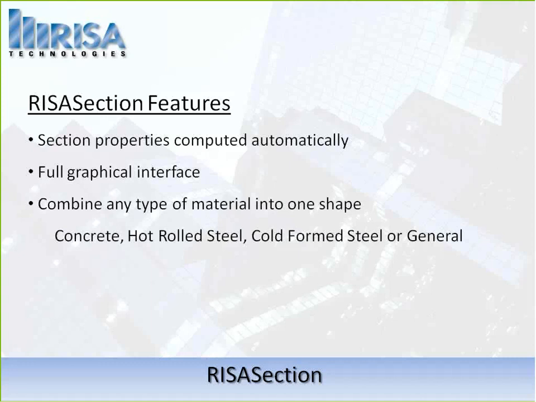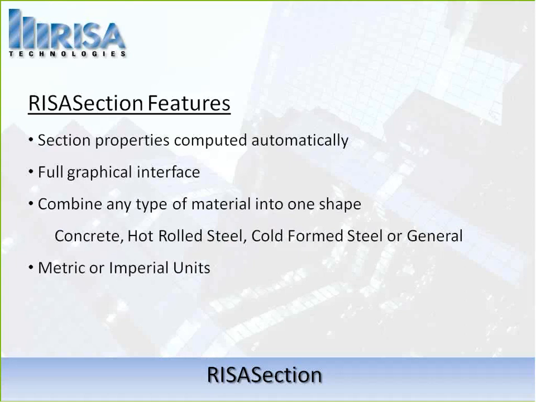Just like we see in other RISA products, you can combine different shapes or different materials together. So you can do concrete, hot-rolled steel, cold-formed steel, and general. You can add those all into the same model. When I say general, I'm mentioning things like aluminum or stainless steel, sort of outside of what we currently have in RISASection, but we can call those general. And we can put all of those shapes together. And we'll see that coming up.